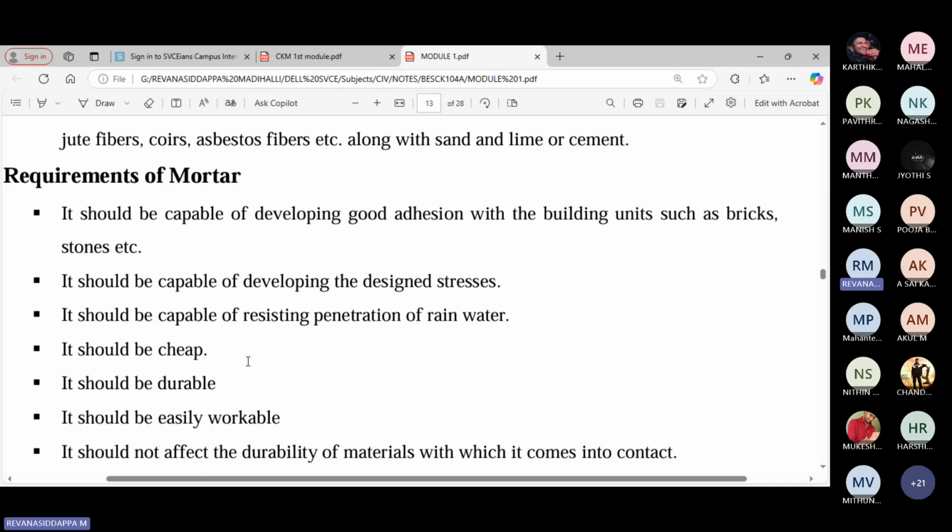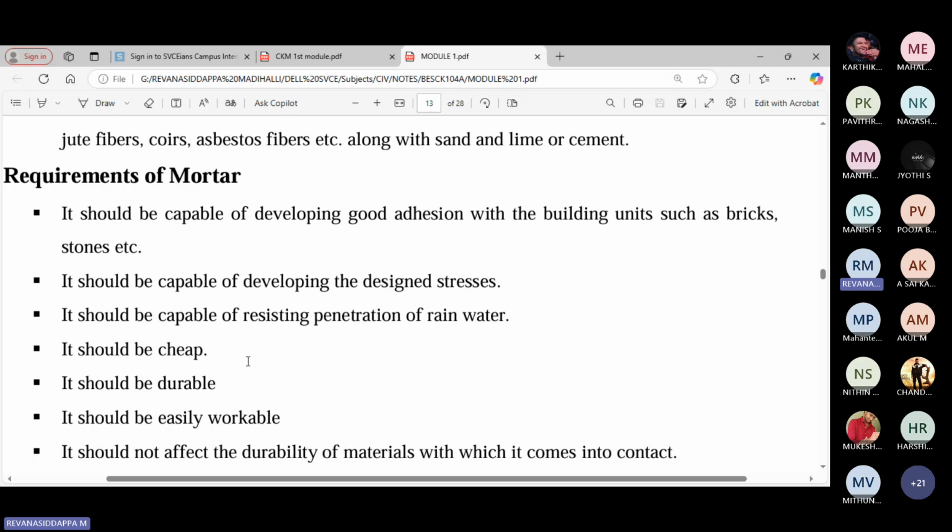Then the next requirement: it should be easily workable. As I said before, workable means it should have good workability. Workability means the ease with which the mortar can be mixed, placed, compacted, and finished. It should be easy to handle. It should not be too stiff. The mason or the builder should not find it difficult to handle that mortar.